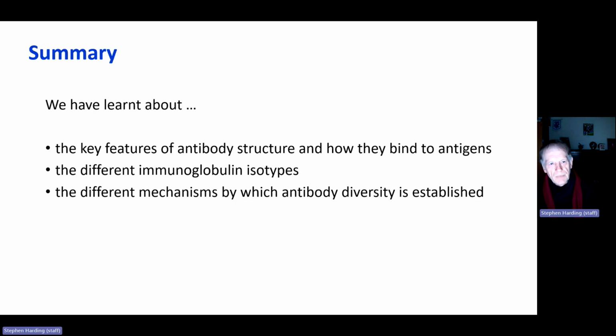here. So we've learned about the key features of antibody structure and how they bind to antigens. We've learned about the different immunoglobulin isotypes or classes and the different IgG subclasses. We've learned about the different mechanisms by which antibody diversity is established, including class switching.